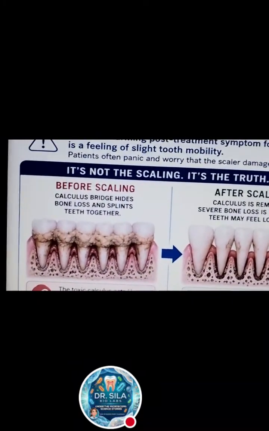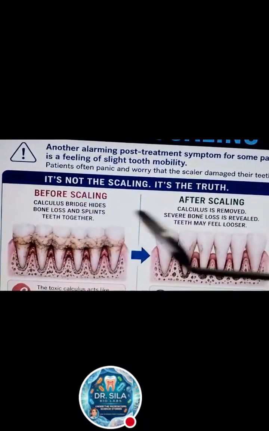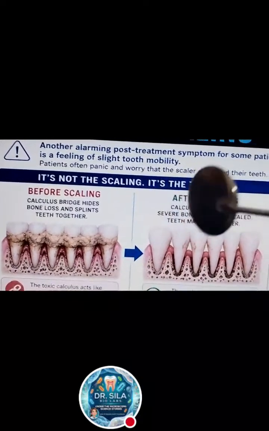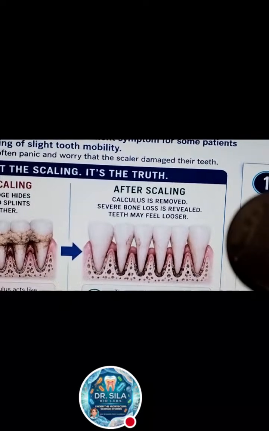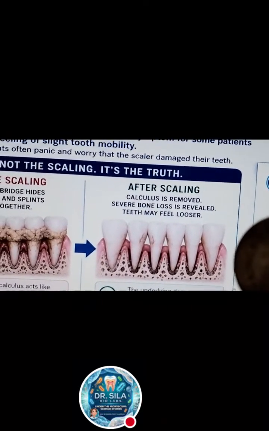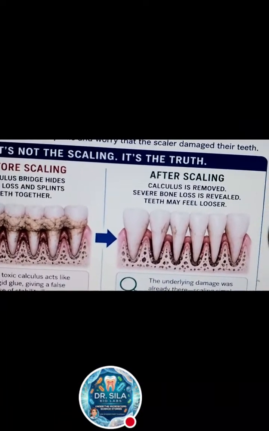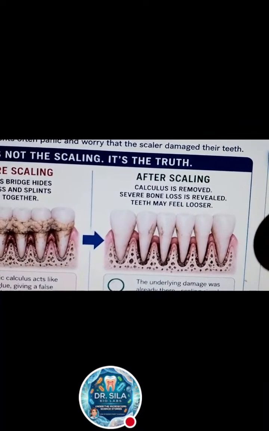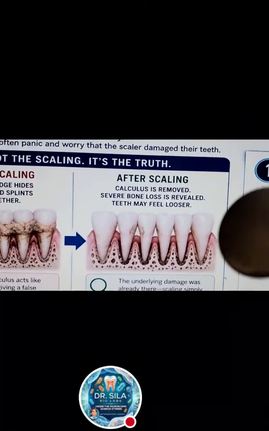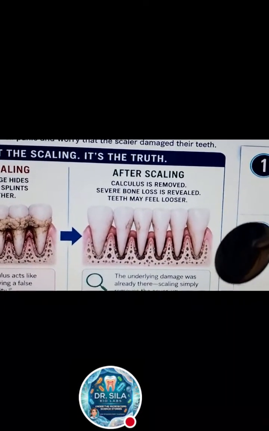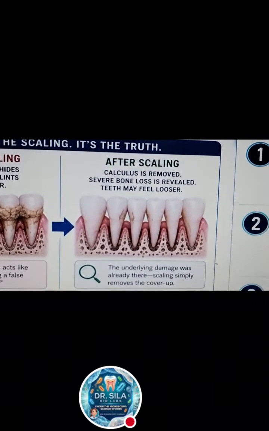See, before scaling, the calculus bridge hides bone loss and splints the teeth together. After scaling, the calculus is removed, and severe bone loss is revealed. Teeth may feel looser. It unmasks bone loss caused by infection. The calculus which was artificially holding the teeth together is gone. It takes time, but it's happening.